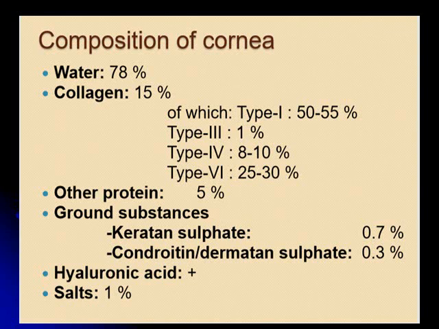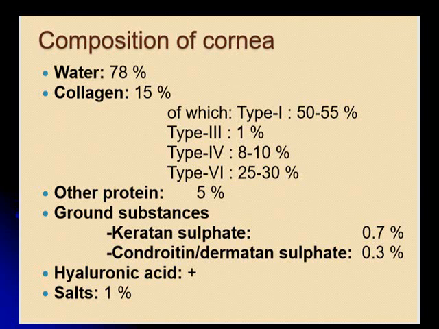When we speak on the composition of the cornea, it is mainly water. Around 78% of the cornea is water. The remaining is mostly collagen fibers, which are mainly type 1. 50 to 55% of the collagen in the cornea is type 1. The other one is type 6, which constitutes 25 to 30%. And from an MCQ point of view, the main type of collagen in the cornea is type 1.